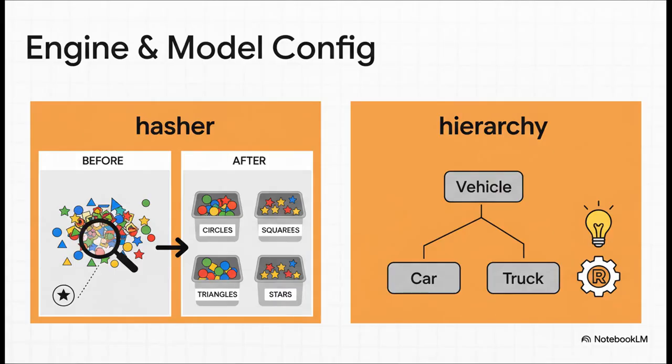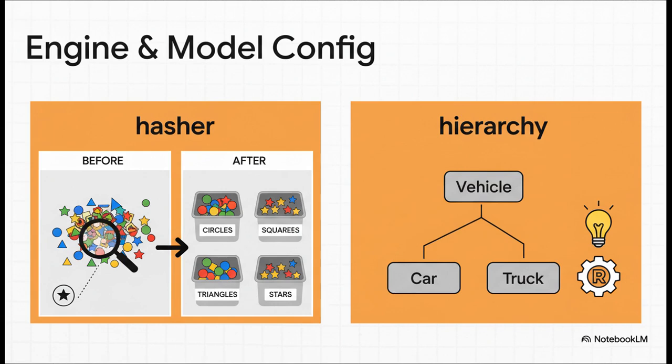Now we're getting into some pretty advanced under-the-hood stuff. You'd use a hasher to give the engine a custom, faster way to match objects, a huge deal for performance tuning. And hierarchy is how you explicitly tell the engine how your classes relate to each other, so it doesn't have to guess.